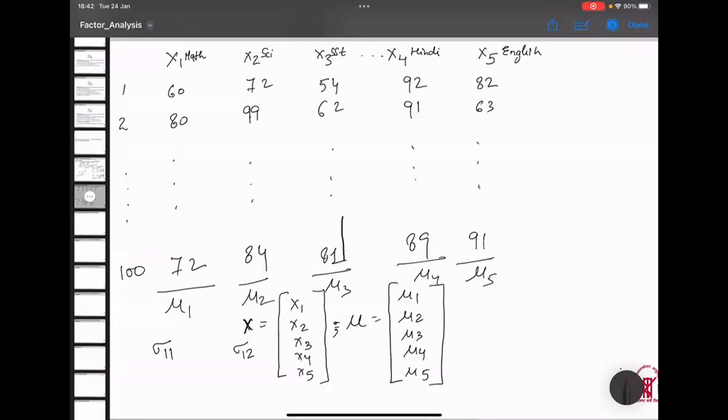Now, what is the variance covariance matrix? I am writing it down. It is represented by this.